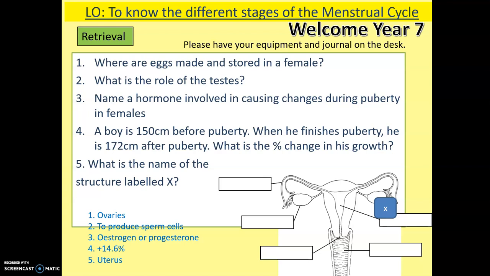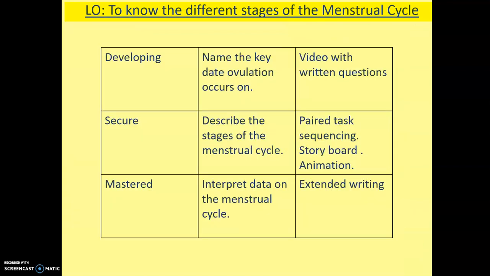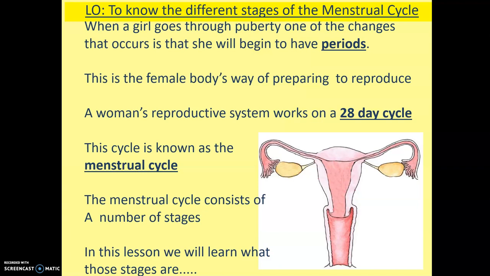All right. Now, hopefully we'll be able to develop our knowledge today, okay? We're going to be able to name key dates of ovulation that occur. Also, to secure our knowledge, we should be able to describe the different stages of the menstrual cycle. And to master our knowledge, we should be able to interpret data on the menstrual cycle. All right? Now, this is what we need to do here.